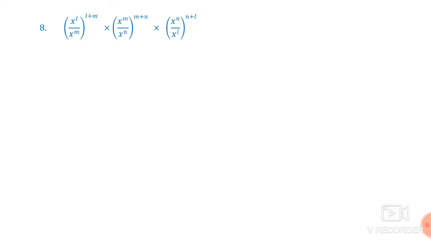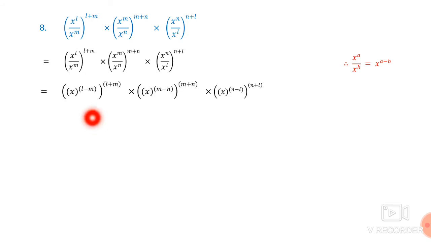It is exactly same as question number 6. Rewrite the question, applying the rule. Inside the bracket, it will become x exponent l minus m, x exponent m minus n, x exponent n minus l. Again we have exponent over exponent, so the exponents will be multiplied together. Okay, applying this rule, we will multiply the exponents together.